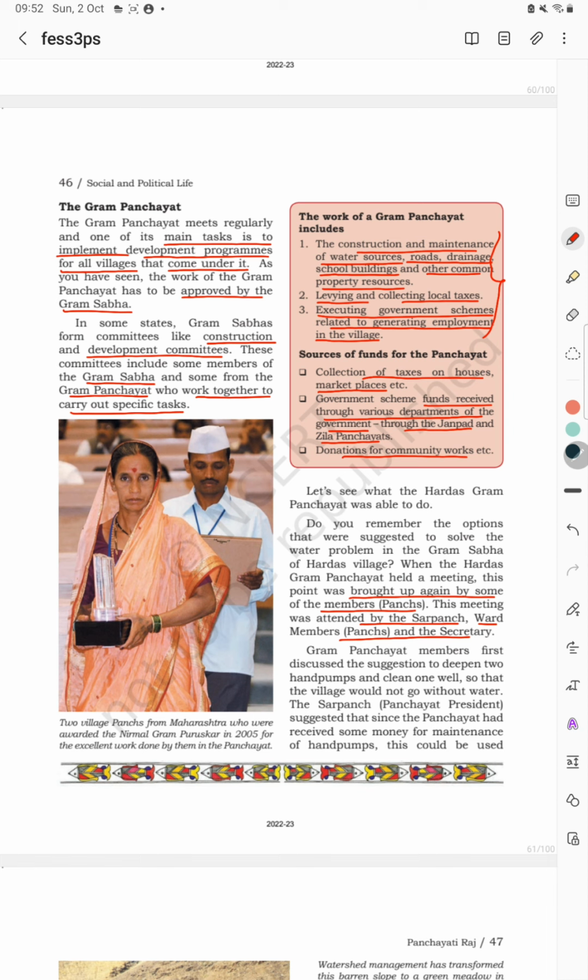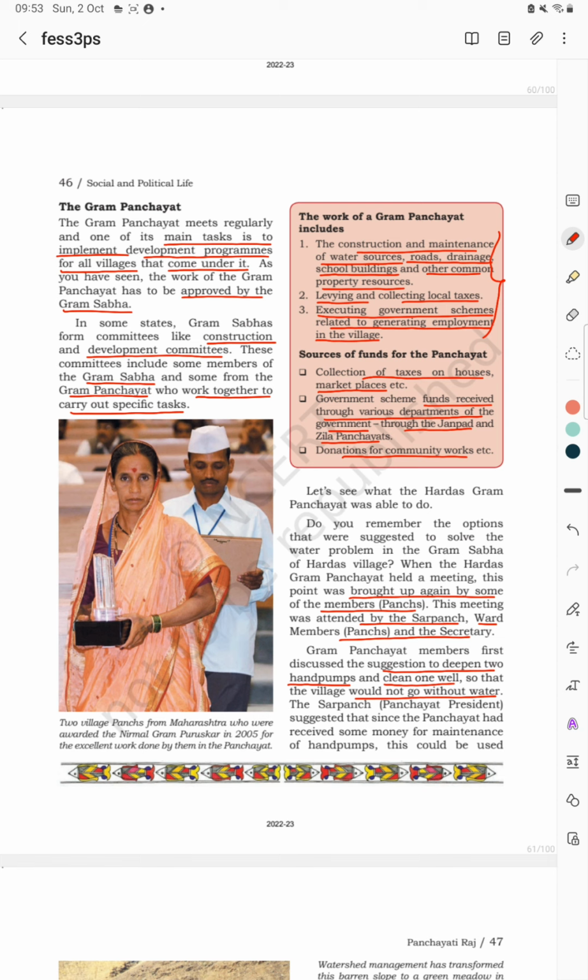That was not resolved, and the Gram Panchayat was asked to work on the watershed development scheme. In the next meeting, the matter was brought up again by members. The Gram Panchayat members first discussed the suggestion to deepen two hand pumps and clean one well so that the village would not go without water in this particular season.